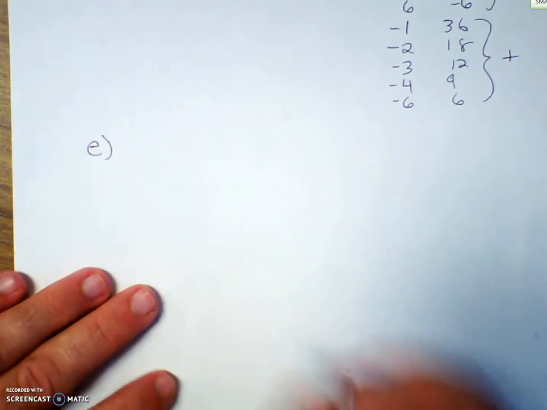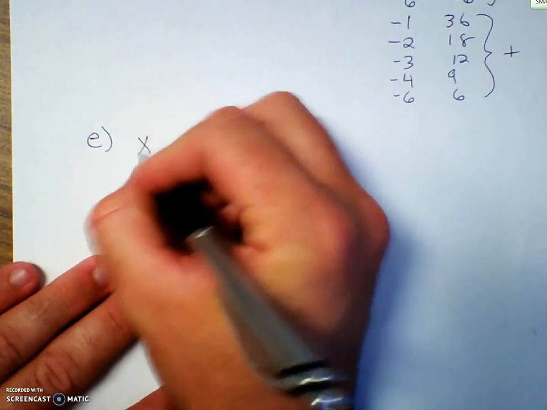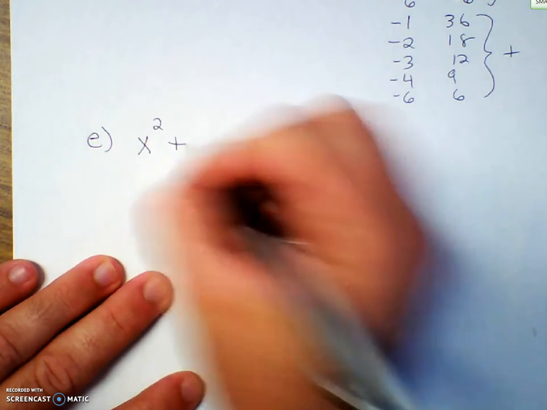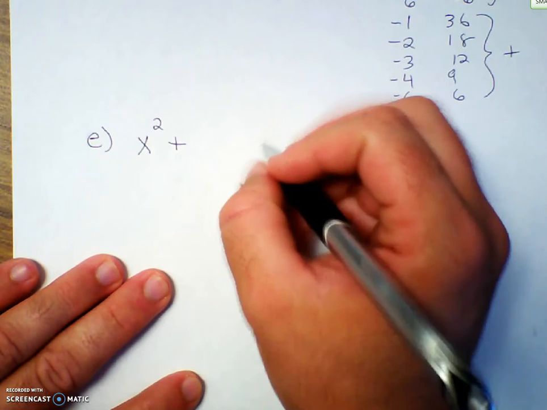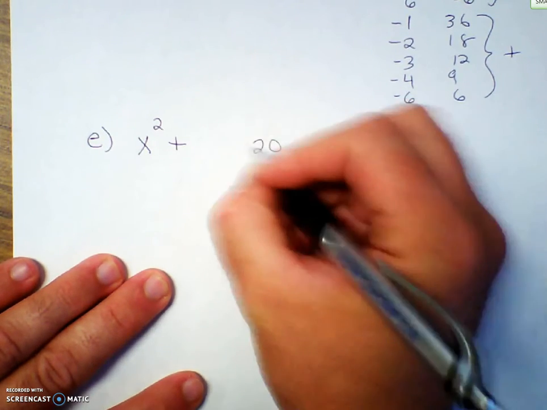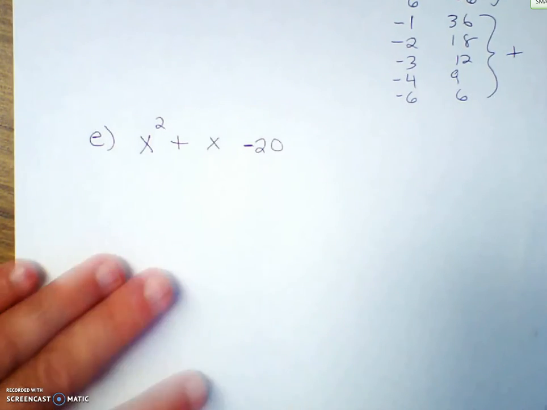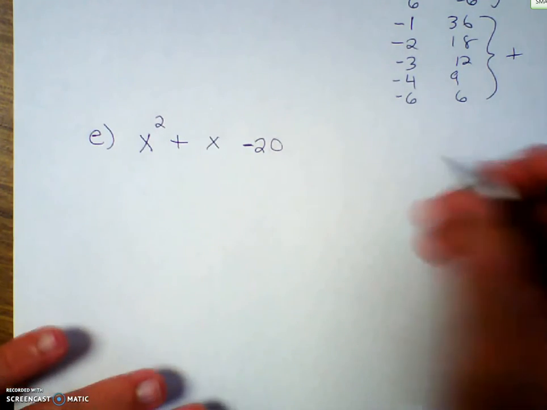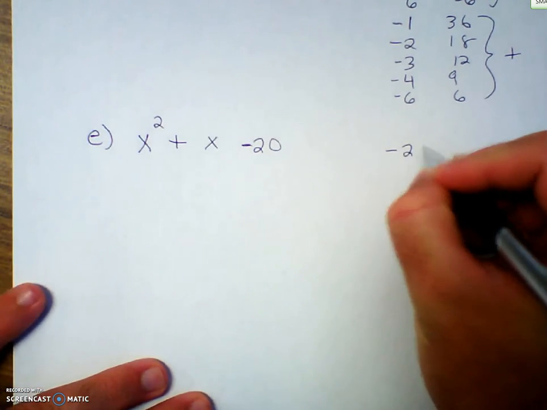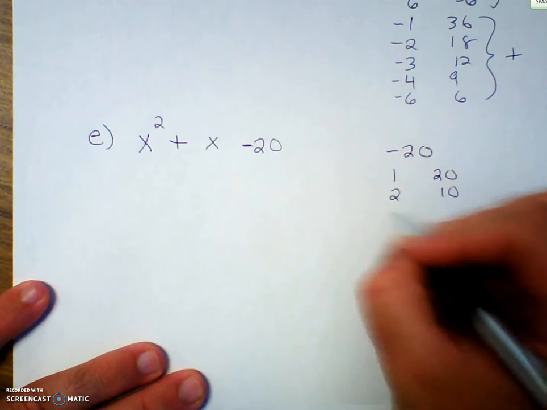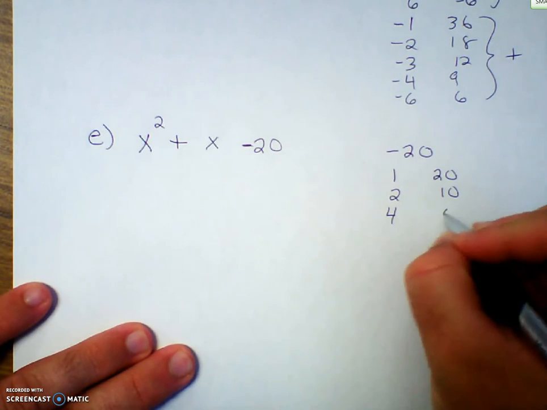Question E says to factor x squared plus, and it takes me a second to think of one of these, so let's do 20. Let's do that one. X squared plus x minus 20. So same thing on your own. Think about it for a second. Go ahead and write out your factors, this time of negative 20. So you got 1 and 20, 2 and 10, and 4 and 5.